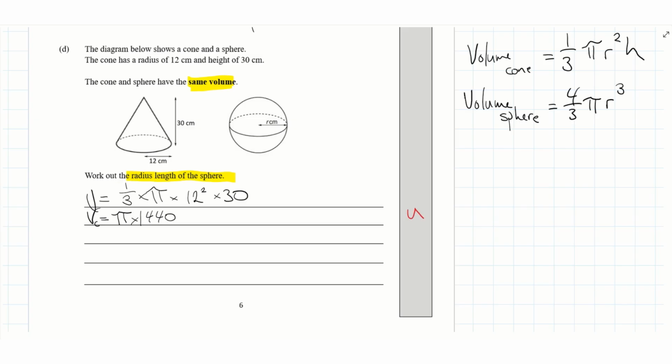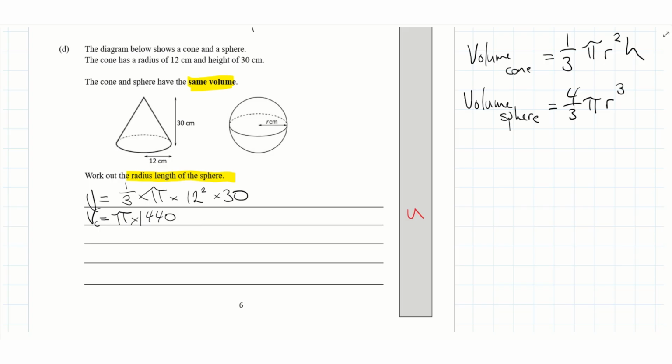The next thing that we need to do is realize that the volume of the cone is the same as the volume of the sphere. Remember they shouted that at us? So what we're going to do is take our equation that we've got over here and substitute in the volume of our sphere.